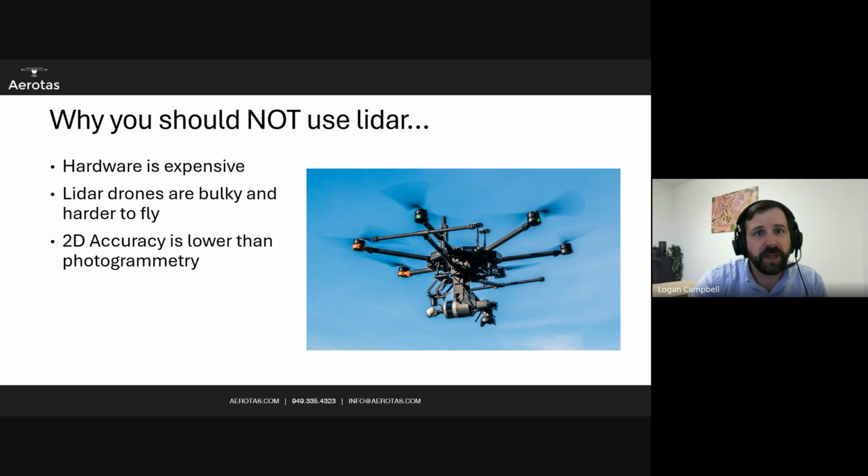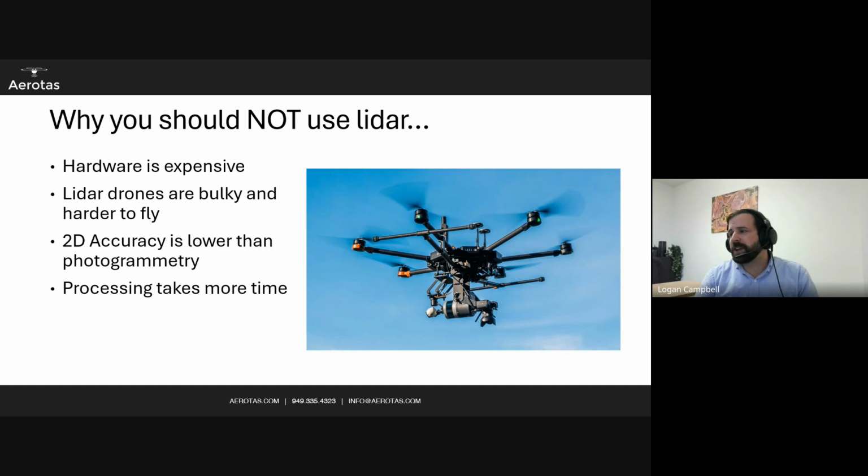So we like it. 2D accuracy is lower than photogrammetry, which is why we typically use a blended workflow. I'll cover that in the data processing section. And generally speaking, processing takes more time. That's a little bit of an interesting statement because processing on LiDAR data by itself can be faster, at least in certain aspects, slower in others. It depends on your workflow, which we will cover in a little bit.